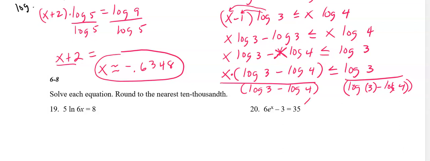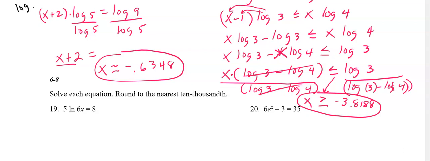The thing that you got to be careful with here is solving for x. I'm dividing both sides. Since 3 is less than 4, that means 3 minus 4 is going to be a negative number, which means log 3 minus log 4 is also a negative number. So when you divide by a negative number, you have to remember to reverse the inequality. So you got to really be careful and pay attention to whether or not you're dividing by a positive or a negative. And there's my answer for number 18.